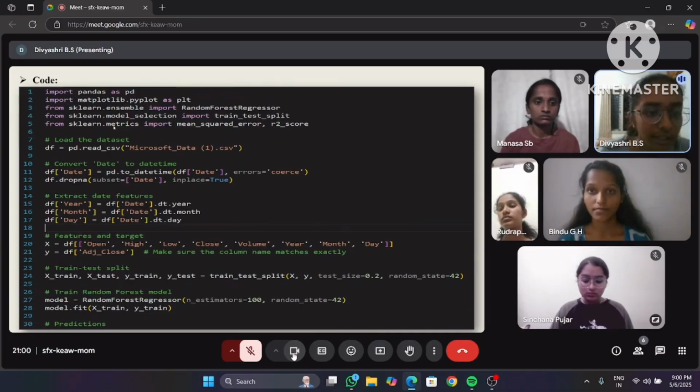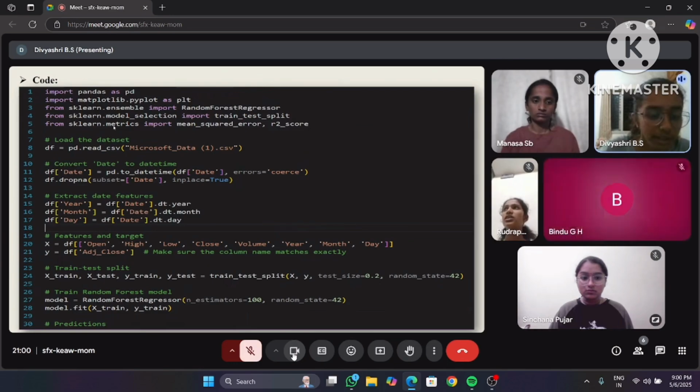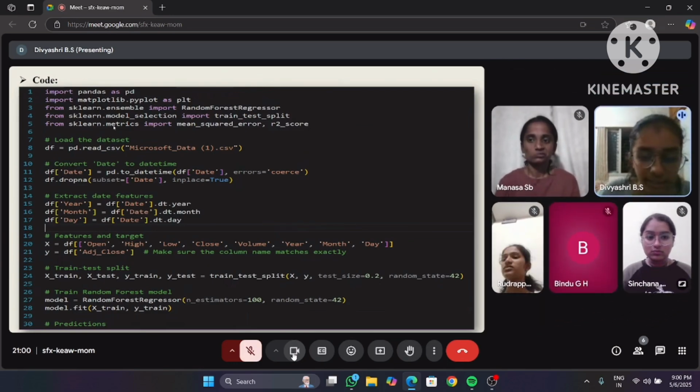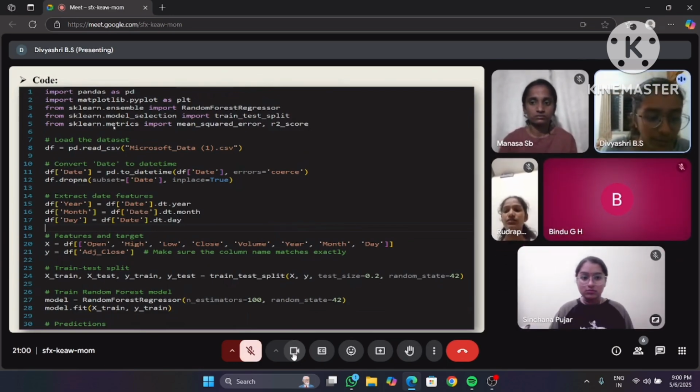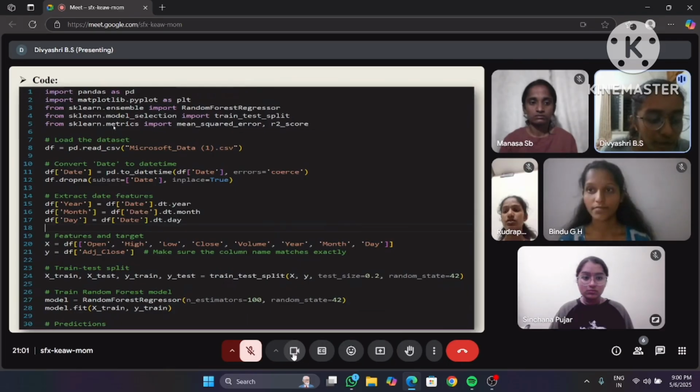Now converting the data into a real date format and extracting the date, year and month. Now coming to the features and the target values: the features are open, high, low, close, year, month and date. The data is split into training data and testing data, with 80% for training and 20% for testing.